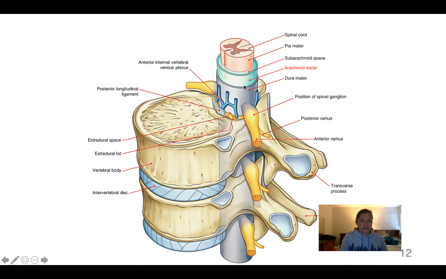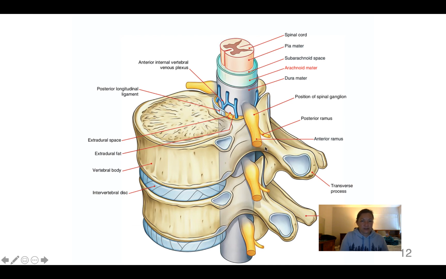spinal cord meninges. Remember from 326 that the ganglia, this is the dorsal root ganglia, it's called the spinal ganglion, it exits in the intervertebral foramen. So the spinal nerve and the spinal ganglia are right there within the vertebrae. And as soon as it exits the vertebral column, it gives rise to a posterior ramus of spinal nerve and an anterior ramus of spinal nerve.